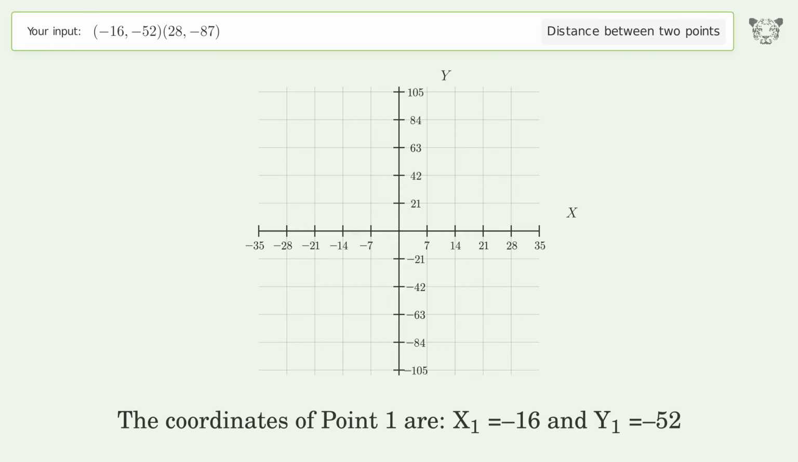The coordinates of point 1 are x1 equals -16 and y1 equals -52. The coordinates of point 2 are x2 equals 28 and y2 equals -87. D is the distance between the 2 points.